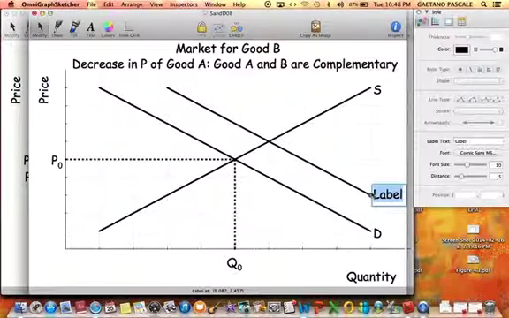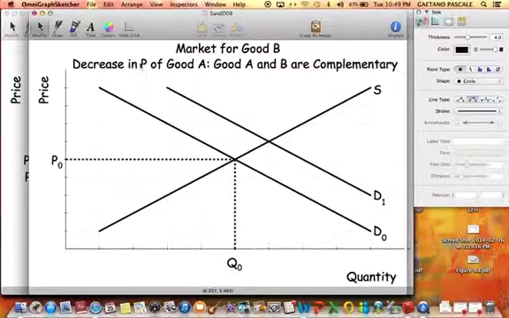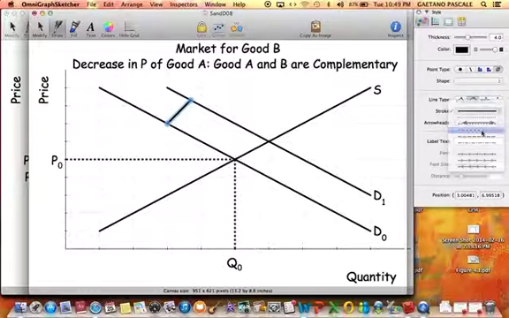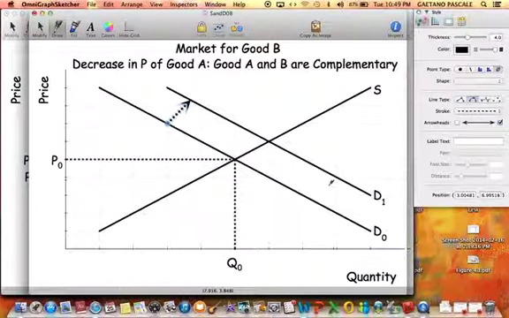So let's make sure that we label this correctly. This is our new demand curve, D1. Let's take the original demand curve, D0, so we can show that. So we have our original demand curve and our new demand curve. We could draw arrows in to indicate which way the demand curve shifted. So it's obvious that you're showing that the demand curve is shifting in the right direction.